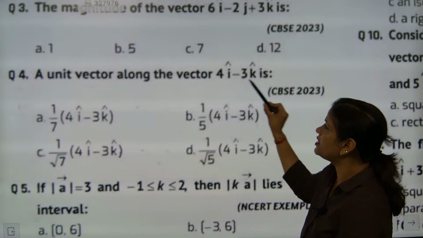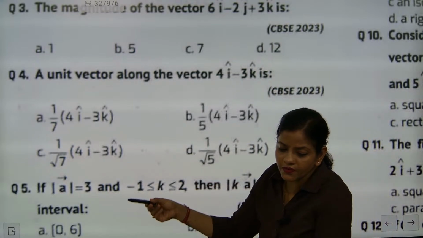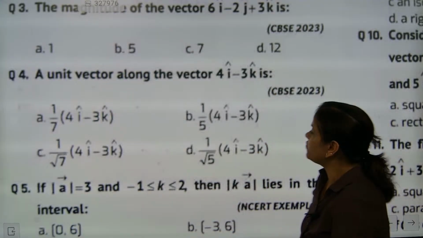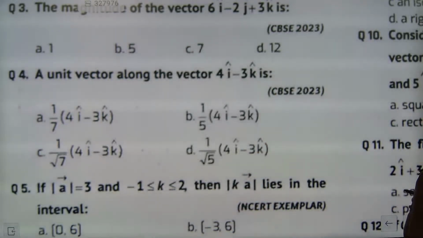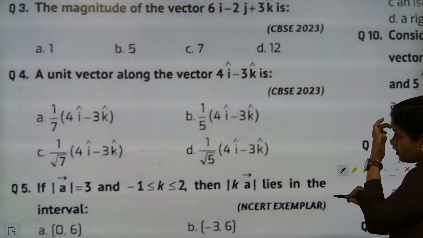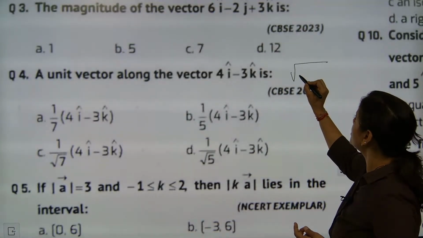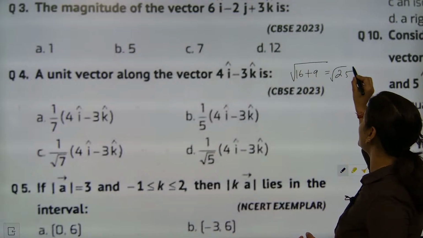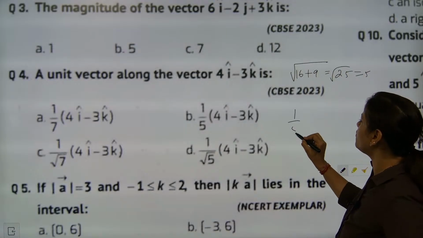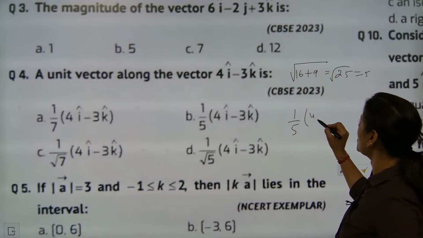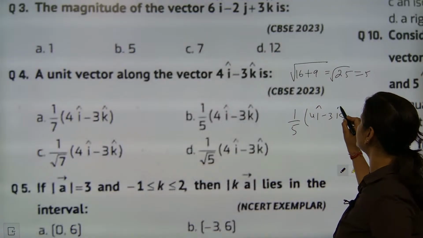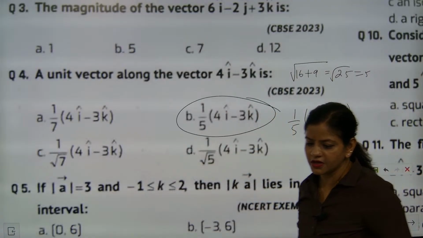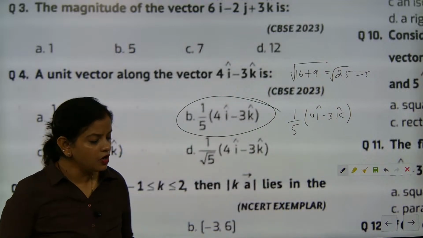The vector part will be written as it is, and then you only have to find its magnitude. When finding the magnitude of this vector, it becomes root under 16 plus 9, understood? So it becomes root under 25, which is 5. So the unit vector is 1 by 5 times (4i minus 3k), that's it. So directly we can say option B is the answer for the MCQ.